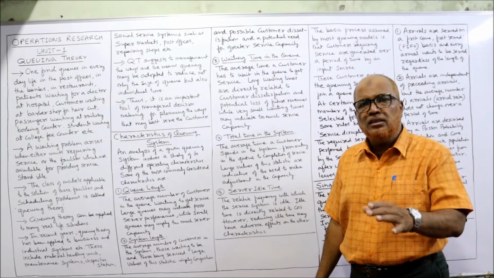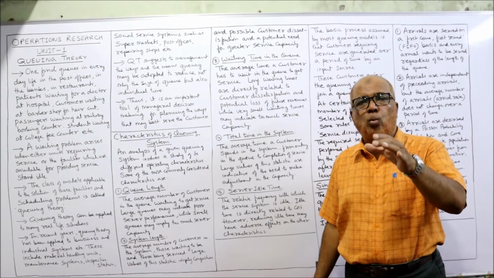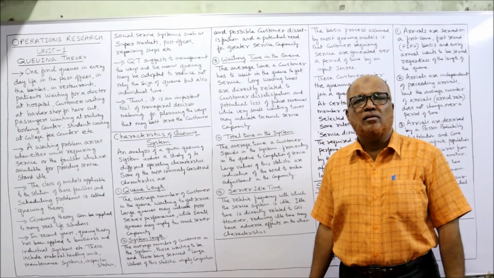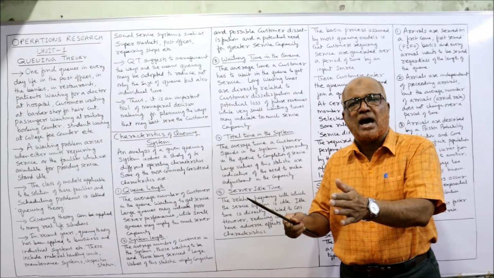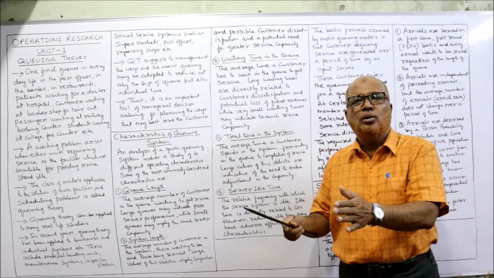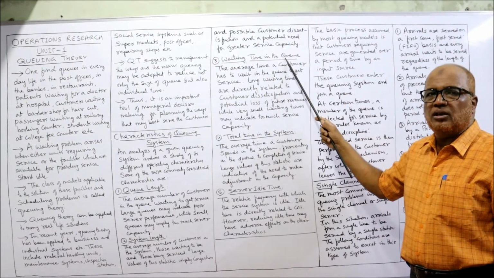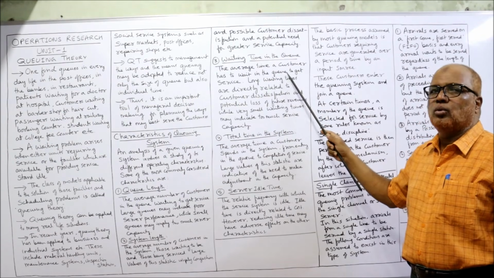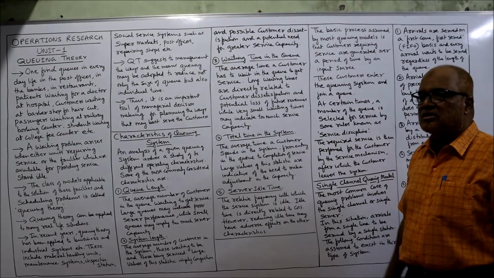Waiting time in the queue. After joining the queue, a customer has to wait for some time before getting the service. So how much average time a customer stands in the queue before getting the service? That is called waiting time in the queue. So it is the average time a customer has to wait in the queue to get the service. Long waiting times are directly related to customer dissatisfaction.